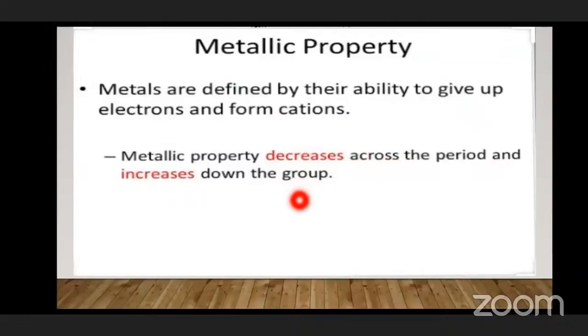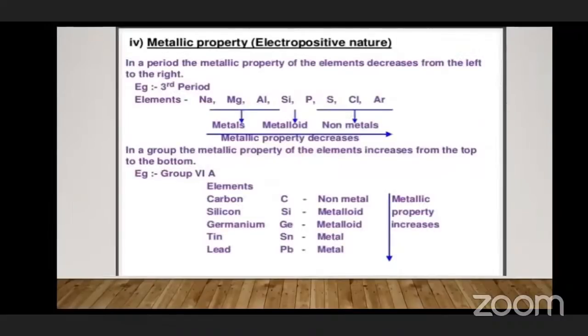Similarly, if you observe the non-metallic property, it is opposite to that. Why? Because in the group, we require electrons in order to get that. Non-metallic property increases across the period and decreases down the group. Okay, so that was atomic radius and metallic property.